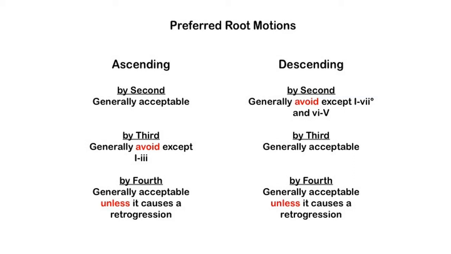So if you remember, root motion by second, generally only written ascending. Root motion by third, generally only written descending. And then root motion by fourth, in either direction as long as we don't retrogress, go from a dominant function back to a predominant function. One more thing to remember, if you're sitting on a tonic chord, you can go anywhere. So the rules for root motion get suspended if you're starting from a tonic chord.